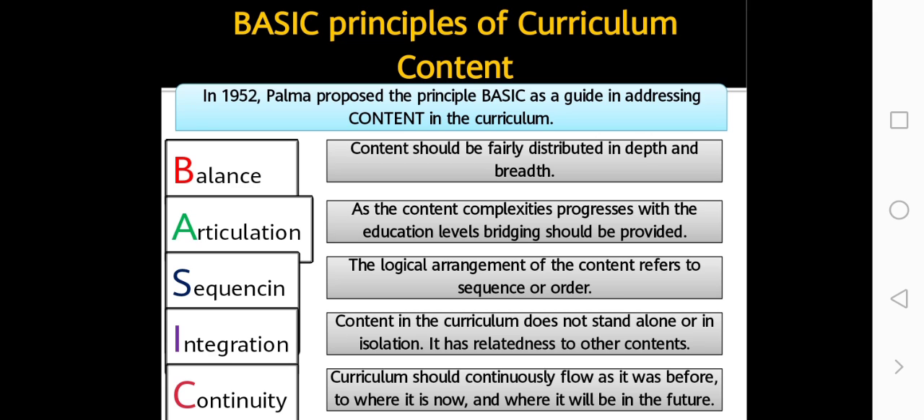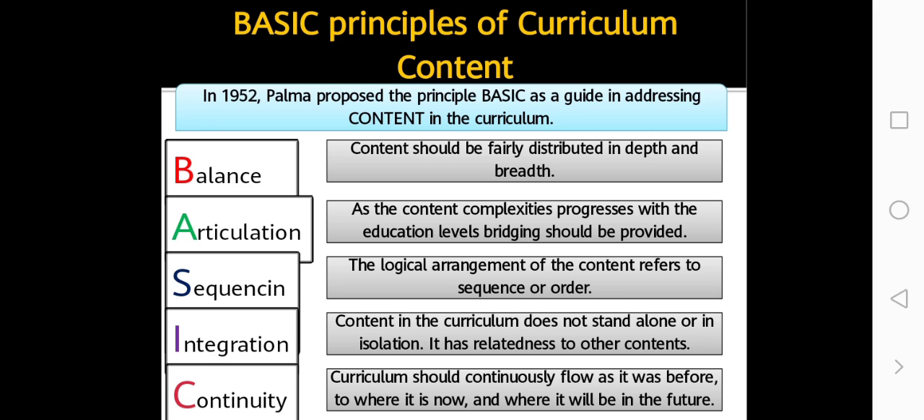Next is articulation. As the content complexity progresses with the educational levels, vertically or horizontally across the same disciplines, smooth connections or bridging should be provided. This will assure no gaps or overlaps in the content. Seamlessness of the content is desired and can be assured if there is articulation in the curriculum. Thus, there is a need for teamwork among writers and implementers of the curriculum.